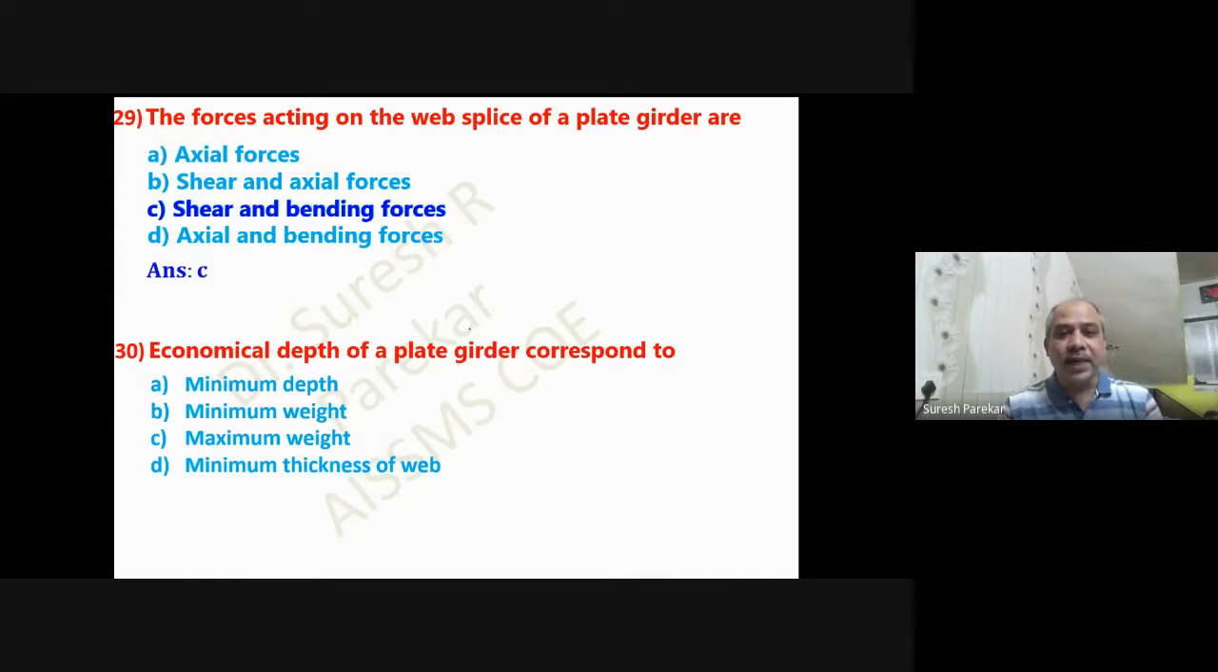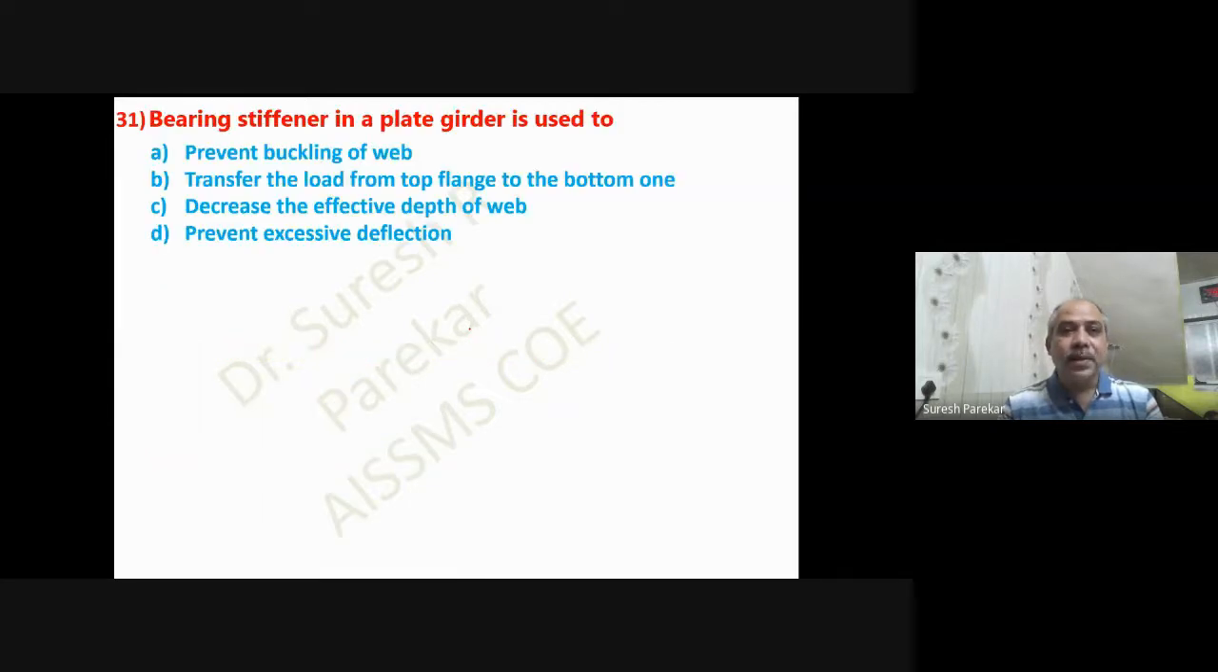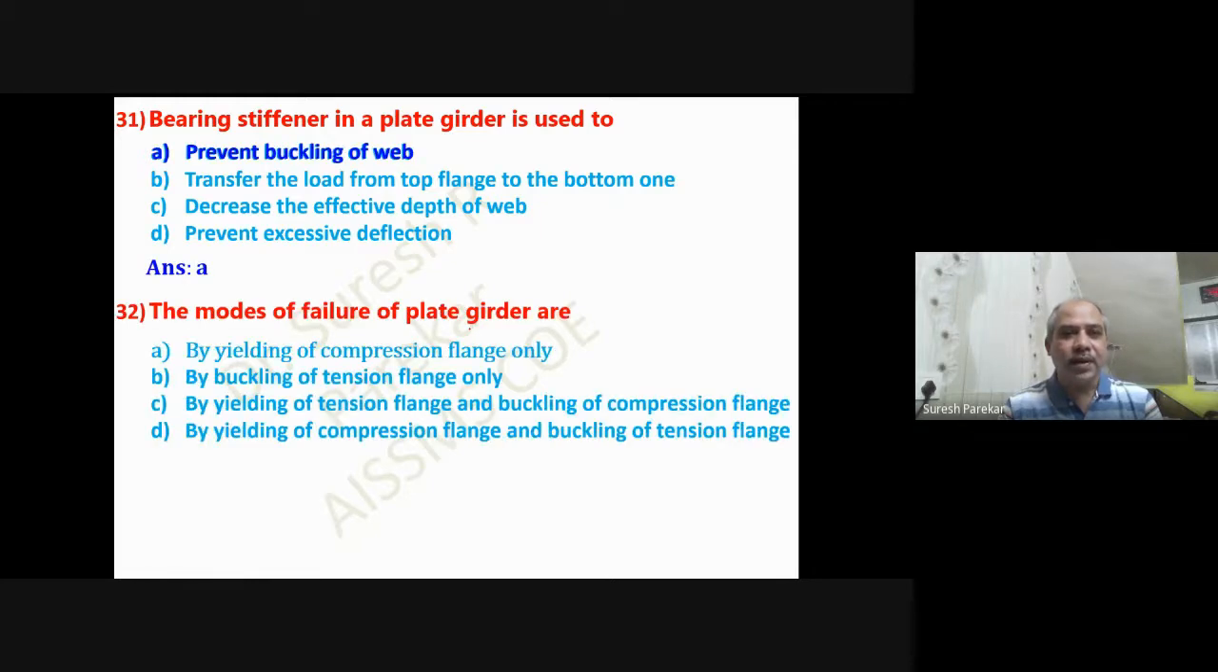Economical depth of a plate girder corresponds to minimum weight. We take the derivative with respect to weight, and then we get the depth of the plate girder. And a bearing stiffener of a plate girder is used to prevent buckling of the web. The modes of failure of plate girder: yielding of tension flange and buckling of compression flange.